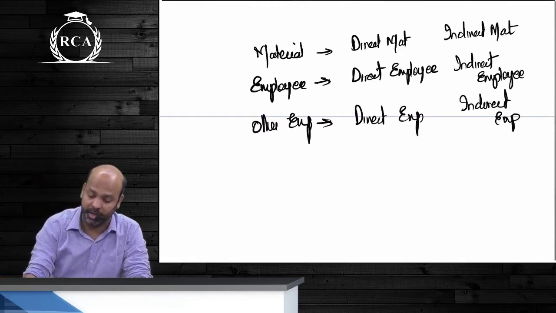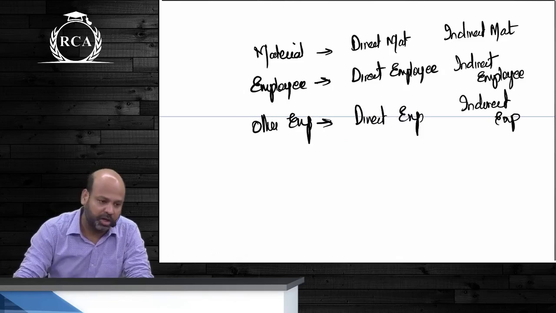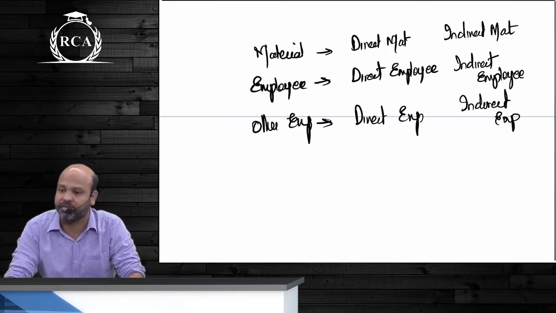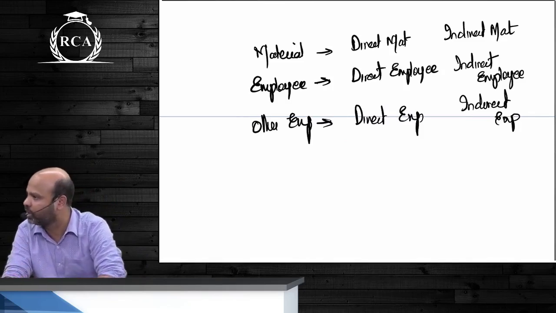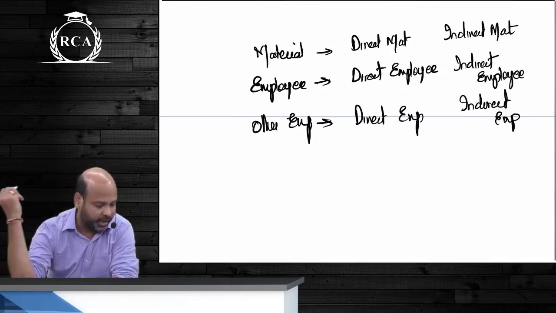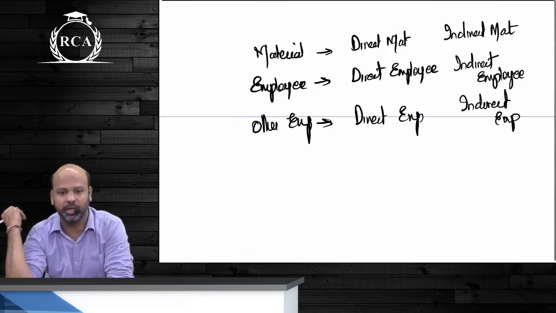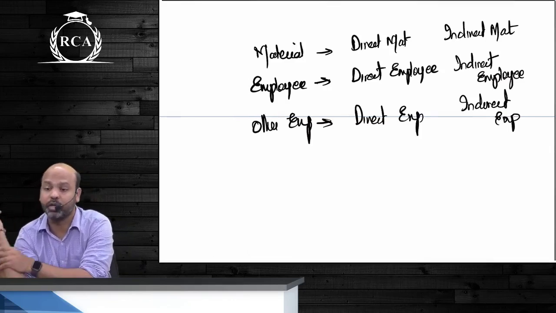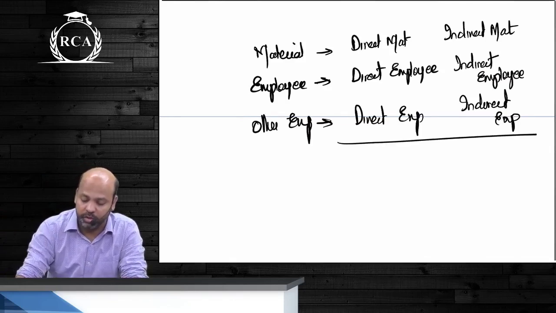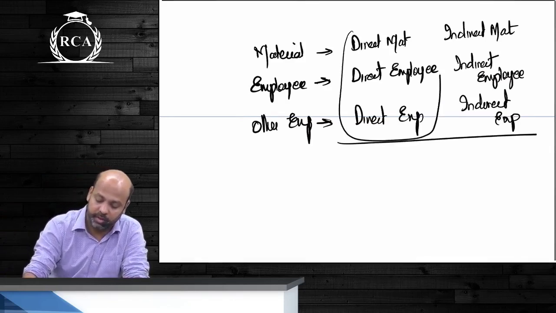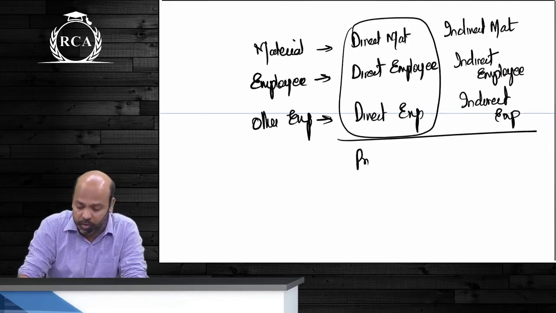Any example of indirect expenses? Long list. Depreciation, factory rent, factory security, supervisor salary, electricity expense, all of that will come under indirect expenses. Are you all following? Is it clear or not? The sum total of all the direct expenses is called prime cost.